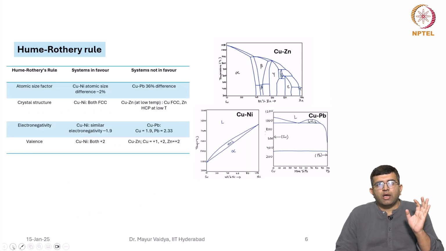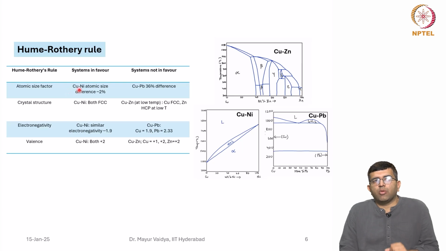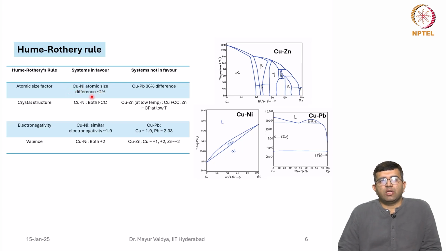Just to give you an example, if you see copper-nickel, the atomic size difference is very small, which is 2%, whereas in copper-lead it is a 36% difference. So, the first is in favor of solid solution as per the Hume-Rothery rule, and the second is not, and you can see this in the phase diagram also. Copper-nickel has an isomorphous phase diagram, whereas copper-lead, in fact, has a monotectic kind of phase diagram.